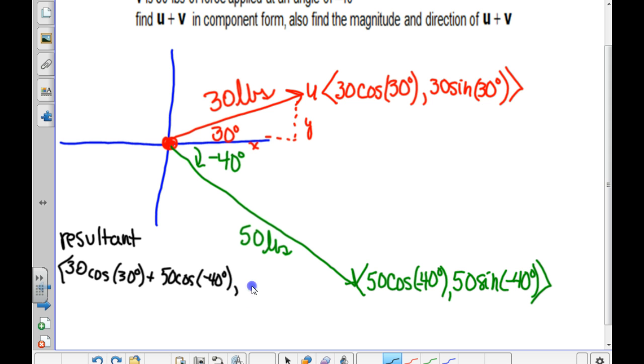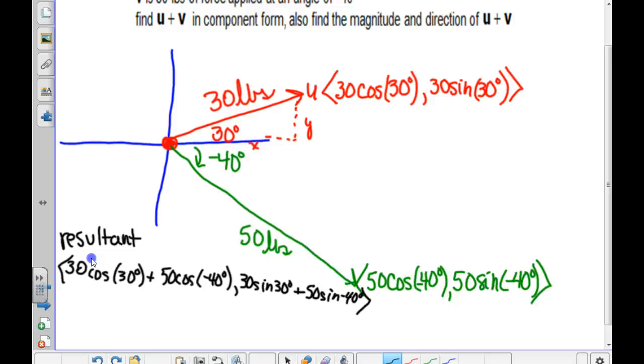Okay, comma. Then you're going to add the y's together. 30 sine of 30 degrees plus 50 sine of negative 40 degrees. All right, and I left out the parentheses that time, but you still need them when you do it on your calculator. Okay.